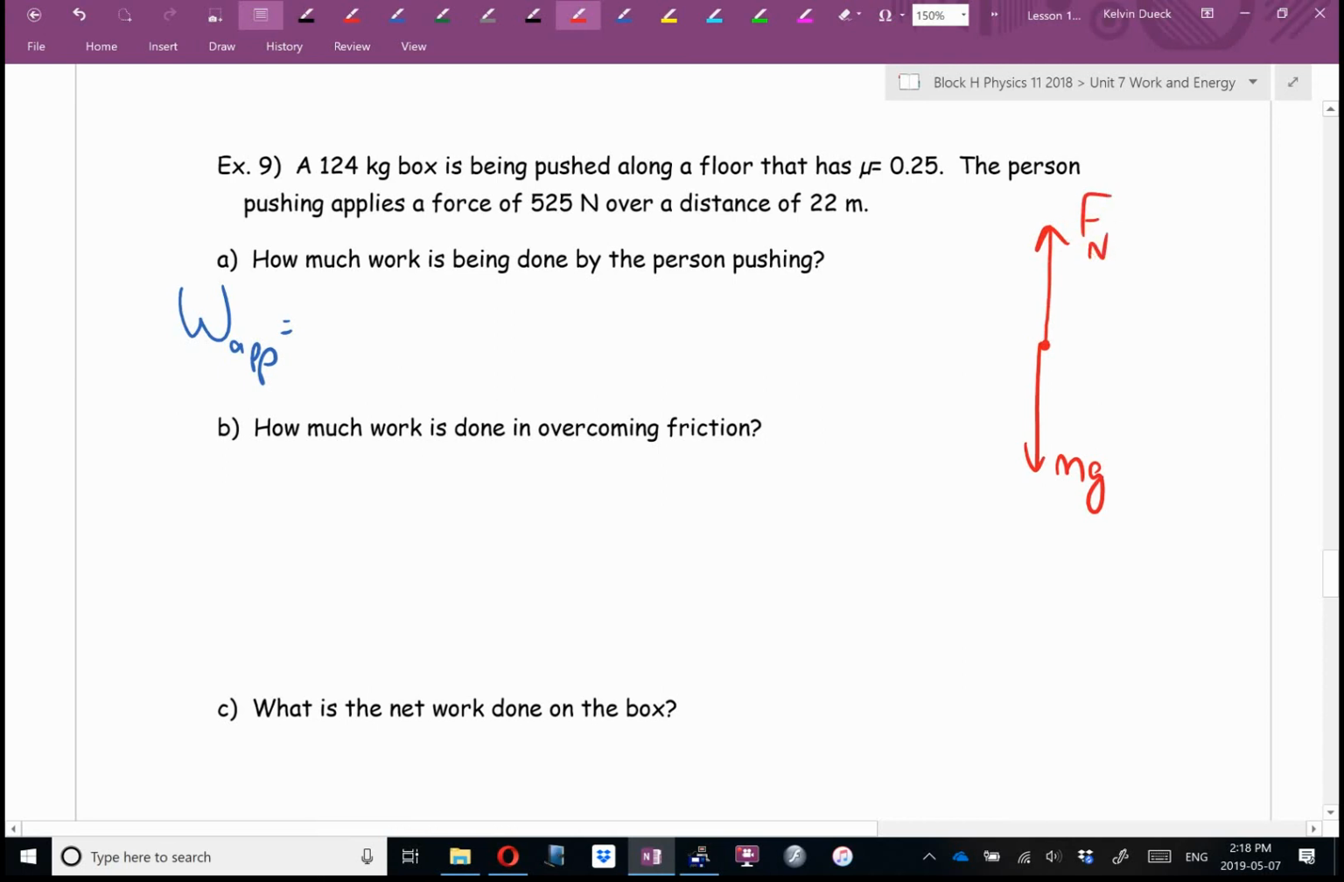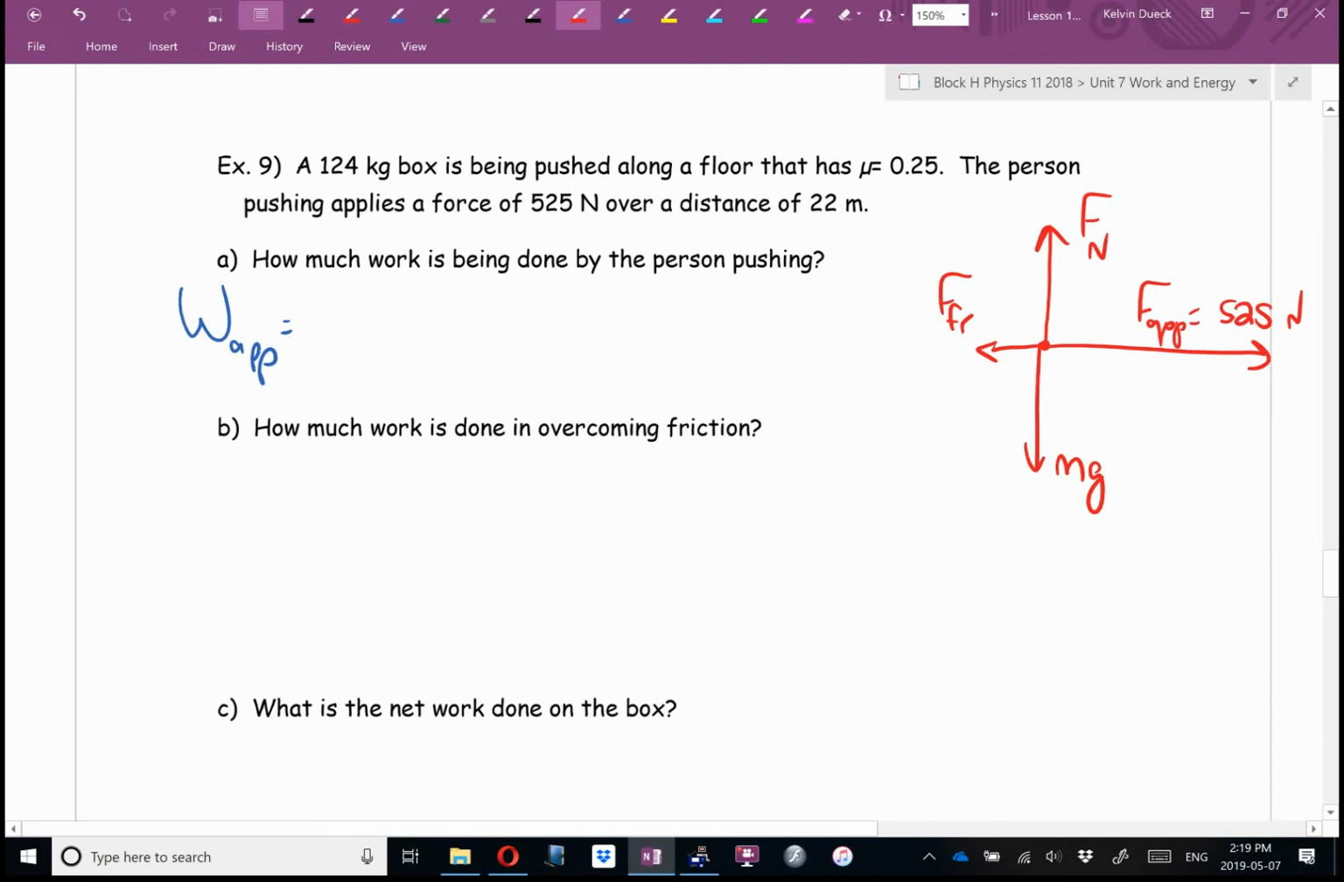Normal force? Let's assume we're pushing to the right. So F applied, and I can even tell you how big it is: 525 newtons. Which force am I missing, my friend? Mu's not a force. Friction, which way is it pointing? Bigger, smaller, I don't care right now. I'm just going to make sure I don't forget that there's some friction there.